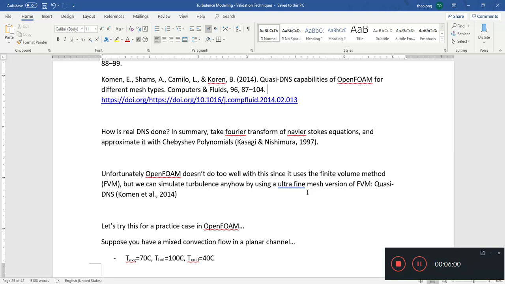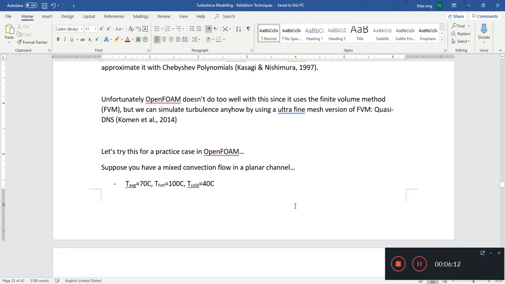So the maximum error is small as long as your mesh is fine enough. So if you use a DNS type mesh, you should get pretty decent results from a quasi DNS based on the literature that you see here. So without further ado, we'll try a practice case for this quasi DNS, and I've gone through some of the steps already, if not most, 80-ish%. I just want to present the thought process behind it.